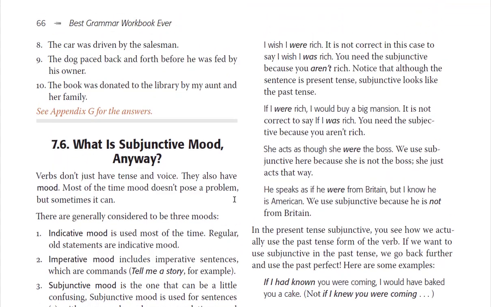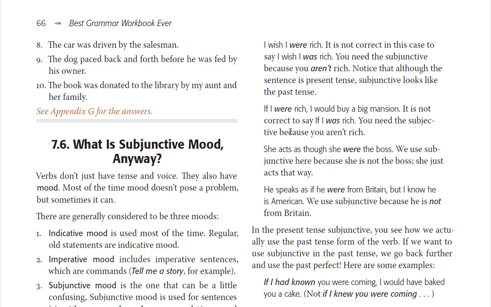So, "I wish I were rich." It is not correct in this case to say, "I wish I was rich." You need the subjunctive because you aren't rich. It's hypothetical. Notice that although the sentence is present tense, the subjunctive looks like the past tense.